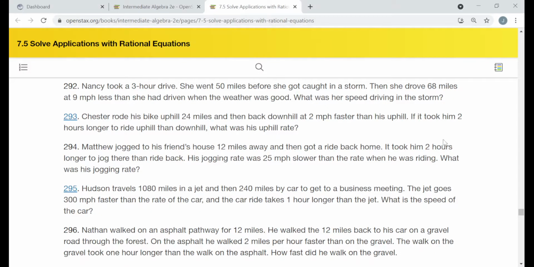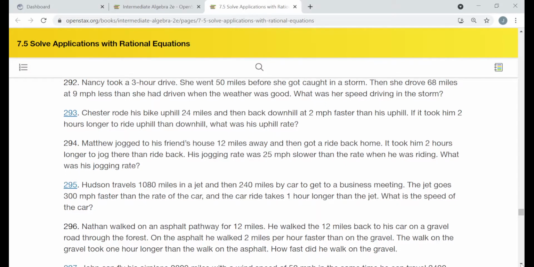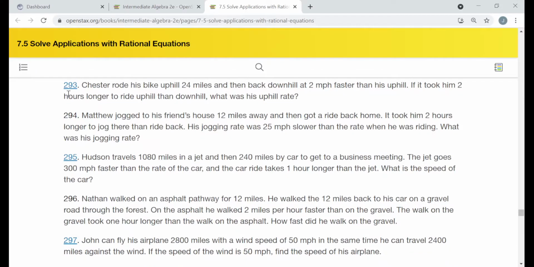So example 9 will be exercise 293. It reads, Chester rode his bike uphill 24 miles and then back downhill at 2 miles an hour faster than his uphill. If it took him 2 hours longer to ride uphill than downhill, what was his uphill rate? Aha. This is a little different.